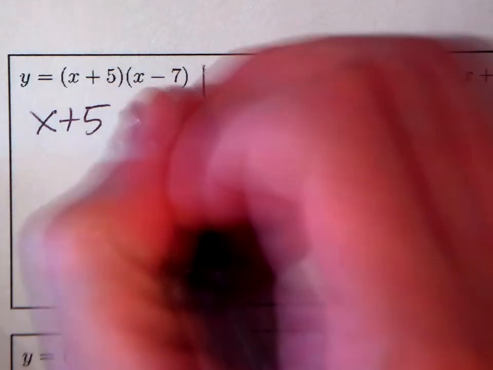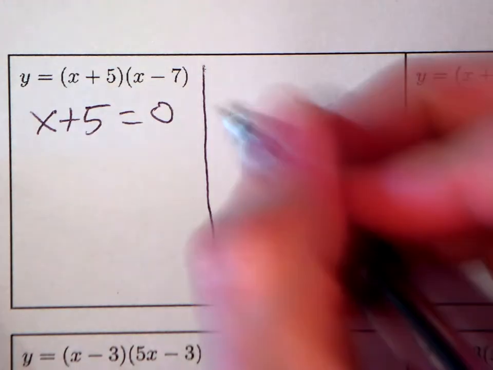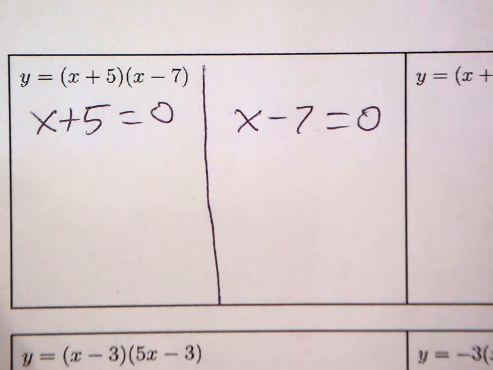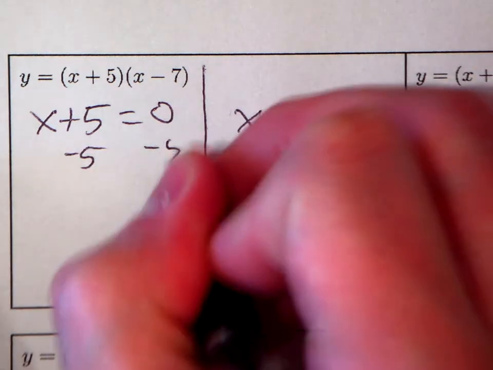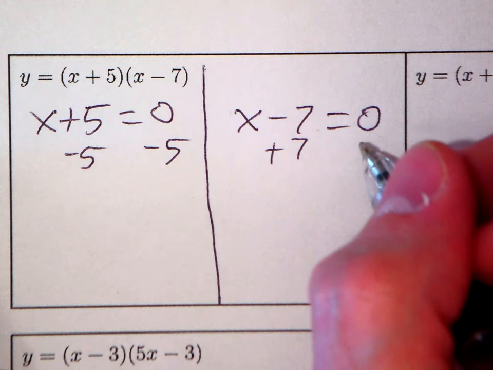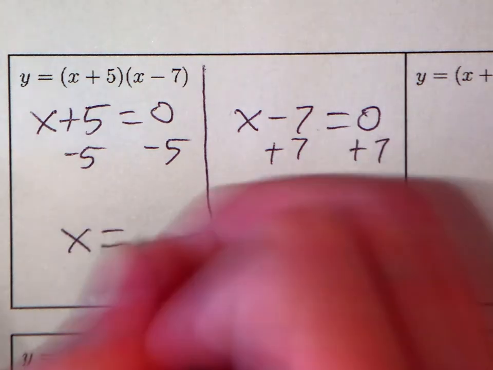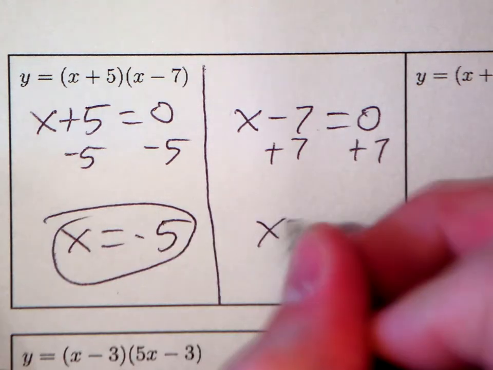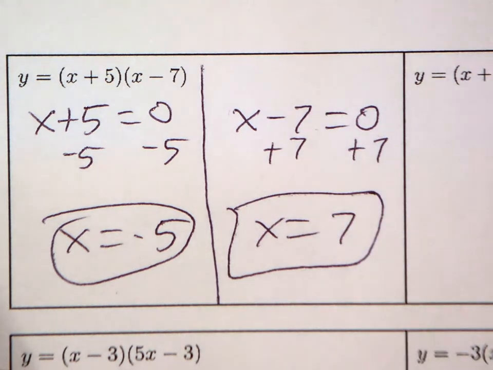equal to 0. X plus 5 equal to 0. And x minus 7 equal to 0. These are one-step equations. We would subtract 5 or add 7 to both sides to get our answers. And there are two of them.